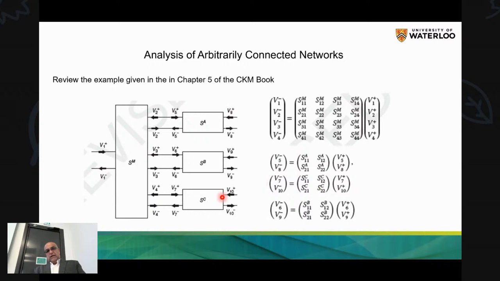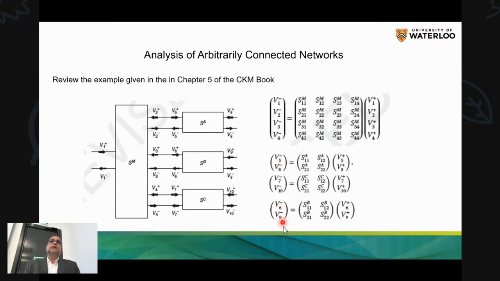For example, if you have this example in the filter book, I'm not going to go into details, but you can review it. It's the same concept, but I hope that simple example explained how it's done. You have a manifold. The manifold has, say, four ports. You have the S matrix of the manifold, and you have the S matrix of each filter. They are given here.